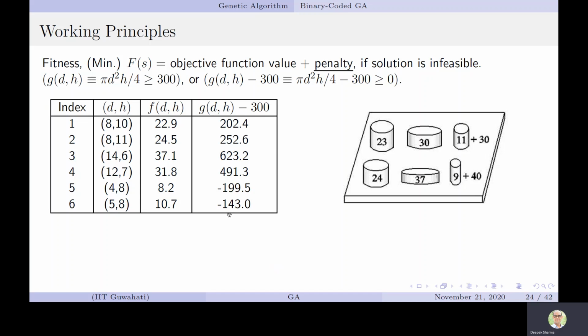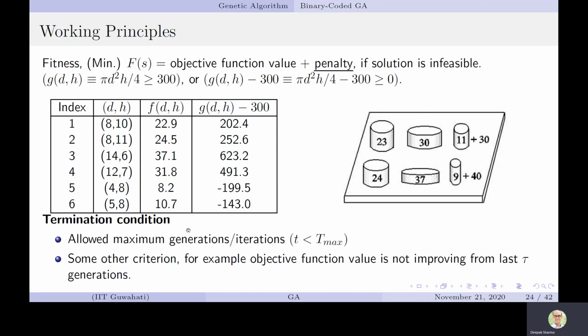And as I said earlier, we have one penalty function method, which I will be discussing in the next chapter. So assume that the penalty function method is giving me the fitness as 9 plus 40 and 11 plus 30. That is going to be the fitness value of these two infeasible solutions. For the feasible solutions, fitness is the same as the objective function. Now we have calculated the objective function. We look for the termination condition.